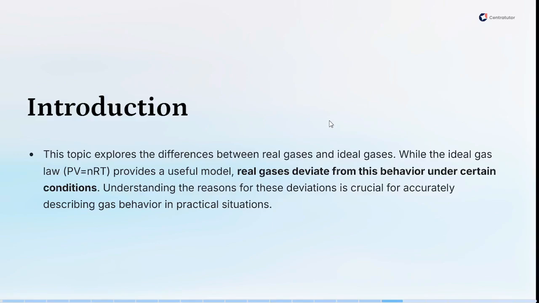So real gases deviate from the behavior of ideal gases under certain conditions. Understanding the reasons for this deviation is crucial for accurately describing gas behavior in practical situations. So we'll be seeing how and why these real gases deviate from ideal behavior.